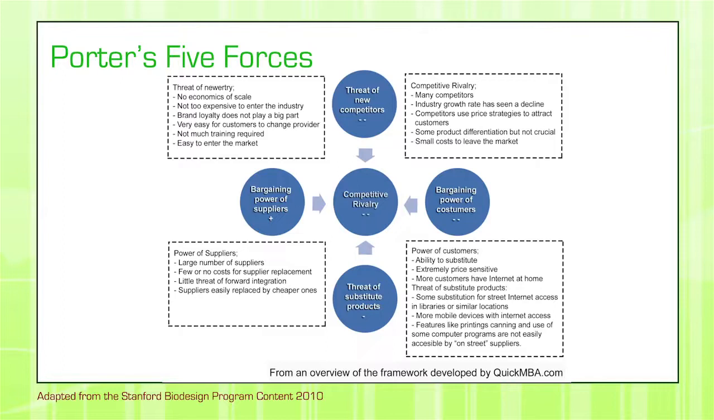You can see that there are forces that interconnect with each other, but at the end of the day, they all go towards a competitive rivalry. You have the threat of new competitors, the bargaining power of customers, the threat of substitute products, and the bargaining power of suppliers. All of those have different forces and basically drive the market towards a more competitive or less competitive field.